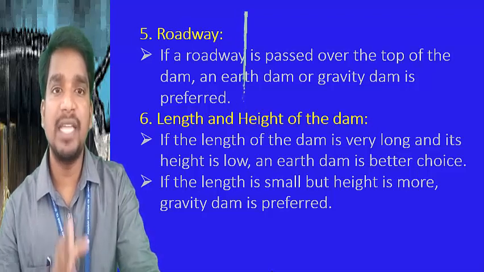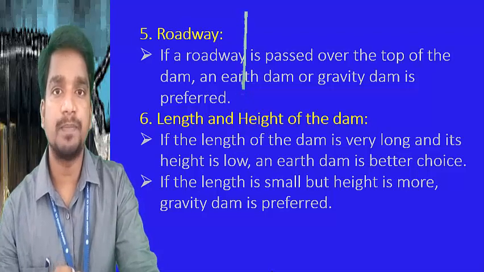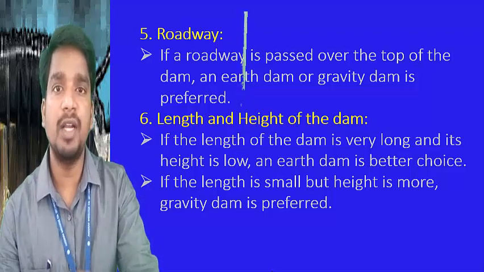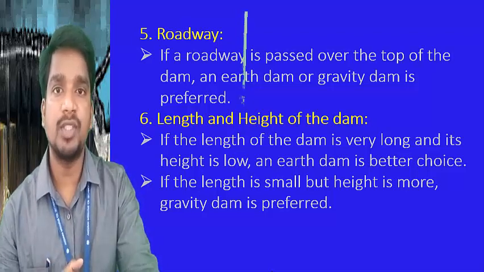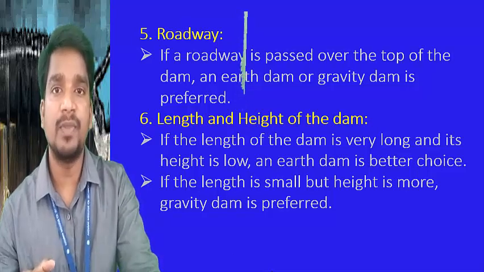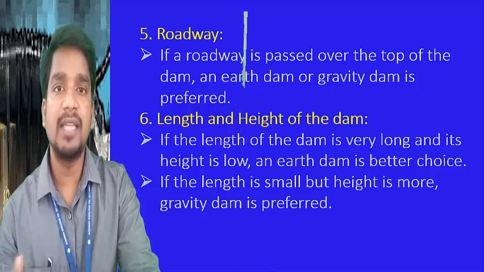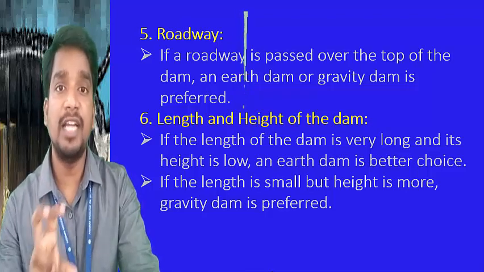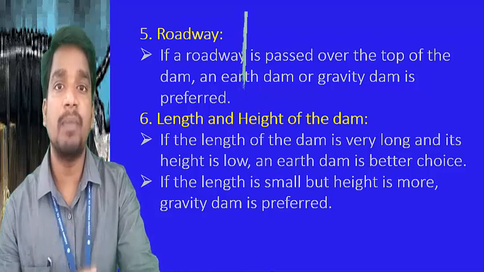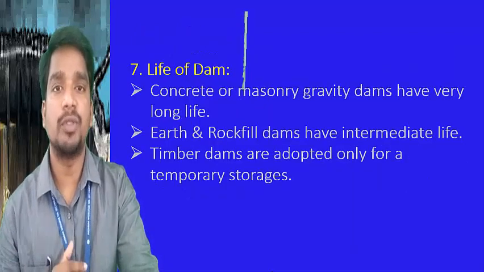Now the next important point is the length and height of the dam. For example, if the length of the dam is more, then you need to prefer an earth dam. Because if the length of the dam is more and you go for a concrete type of dam, the material consumption will be more. If the material consumption is more, ultimately the cost of construction will increase. So depending on the length and height of the dam, you need to select which type of dam is best suited, looking at the economic point of view also.